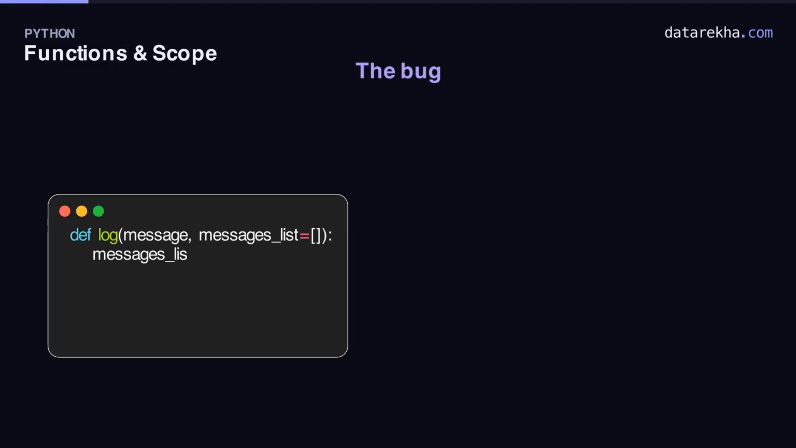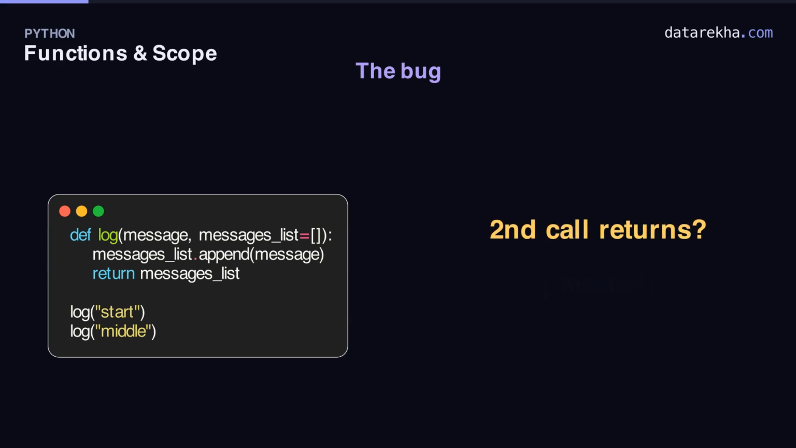Let me open with a bug that has surprised almost every Python programmer. We write a small helper called log. It takes a message, tacks it onto a list, and hands the list back. The list starts empty by default. Then we call it twice, first with start, then with middle.